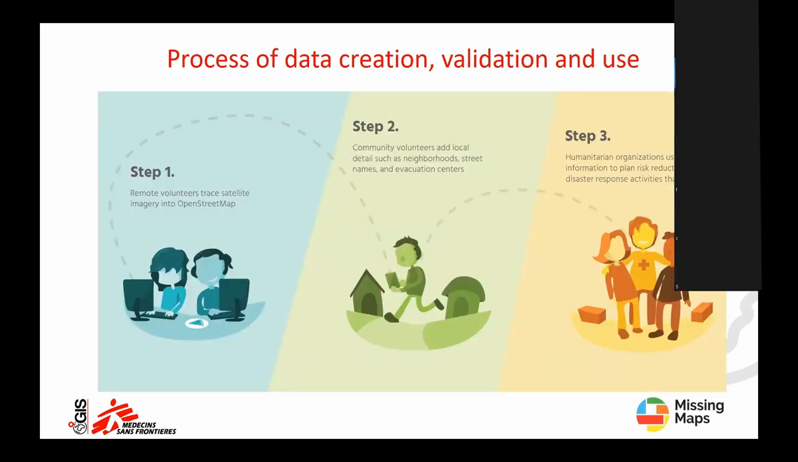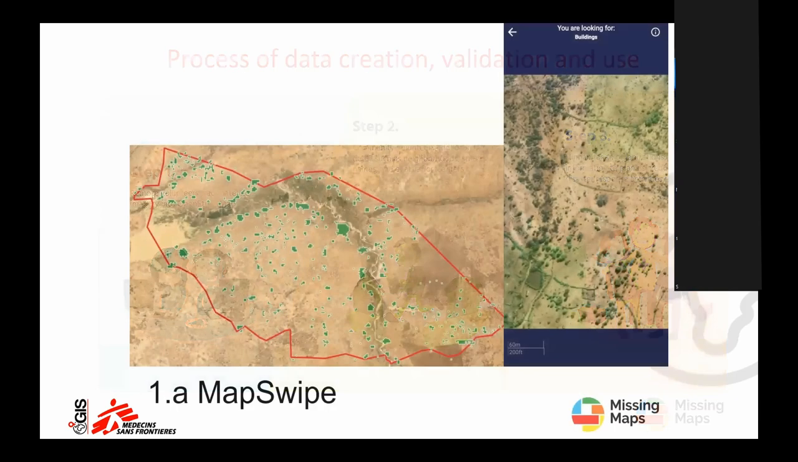What's the process of the Missing Maps data creation? Well, as the first step, remote volunteers meet and digitize imagery into OpenStreetMap, after MapSwipe. So here I have an example of how this huge area with the red contours in northern Nigeria, Sokoto State, was reduced to just those green areas.